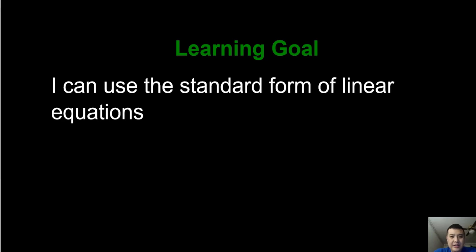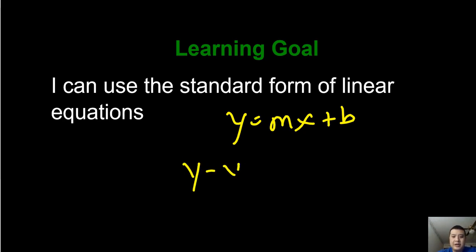Today's learning goal is I can use the standard form of linear equations. So far we've learned about slope-intercept form, which is y equals mx plus b. Okay, and we've also learned about the point-slope form, which is y minus y1 equals m parentheses x minus x1. We're going to learn one more form called standard form.